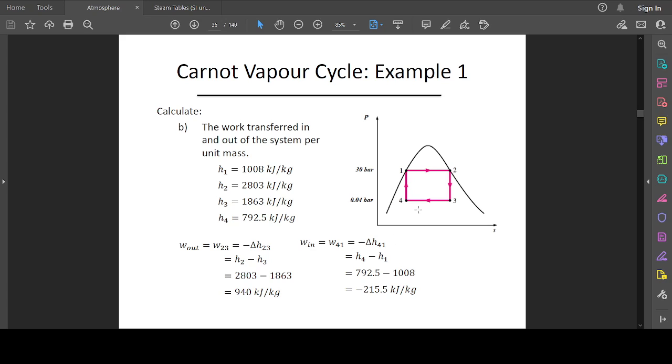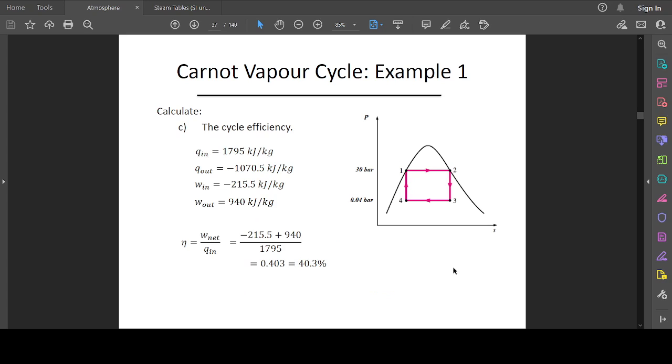And the positive work done to the fluid, the steam, the working fluid, is done at this stage. So we take the difference of that. It becomes H4 minus H3, H4 minus H1, and it gives us the work done by the pump.